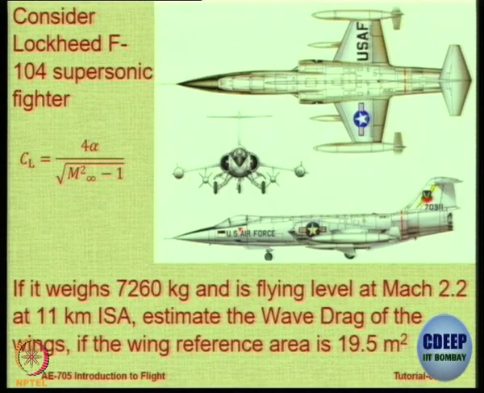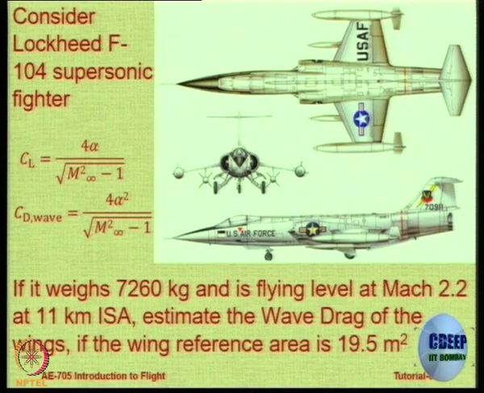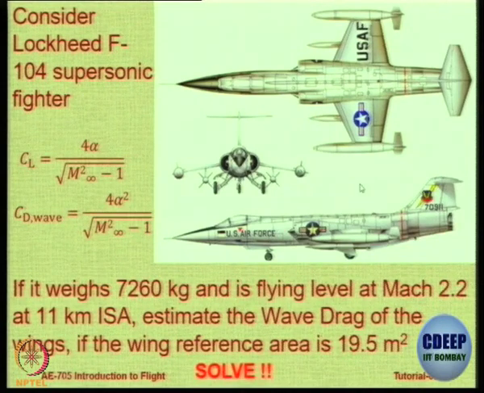Mach number is known, altitude is known, weight is known, and there are these two formulae for a thin aerofoil or for a thin wing. Now we are going from aerofoil to wing. Actually speaking, there is a slight variation, but for this purpose we are going to just neglect it. So we assume that these formulae are applicable also for thin wings. So CL is 4 alpha by root of M square minus 1 and CD wave is 4 alpha square divided by M infinity square minus 1, because wave drag is going to be predominant only when you have Mach number more than 1. So using this information, please solve. Get me the value of wave drag.